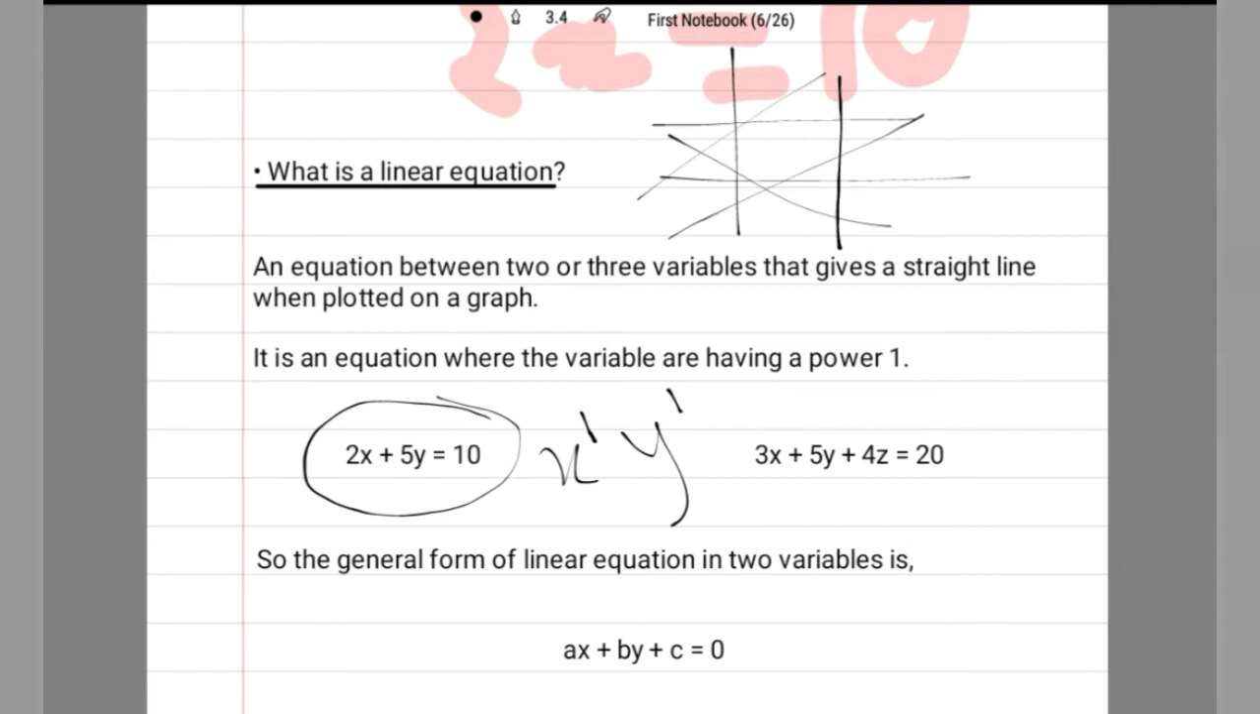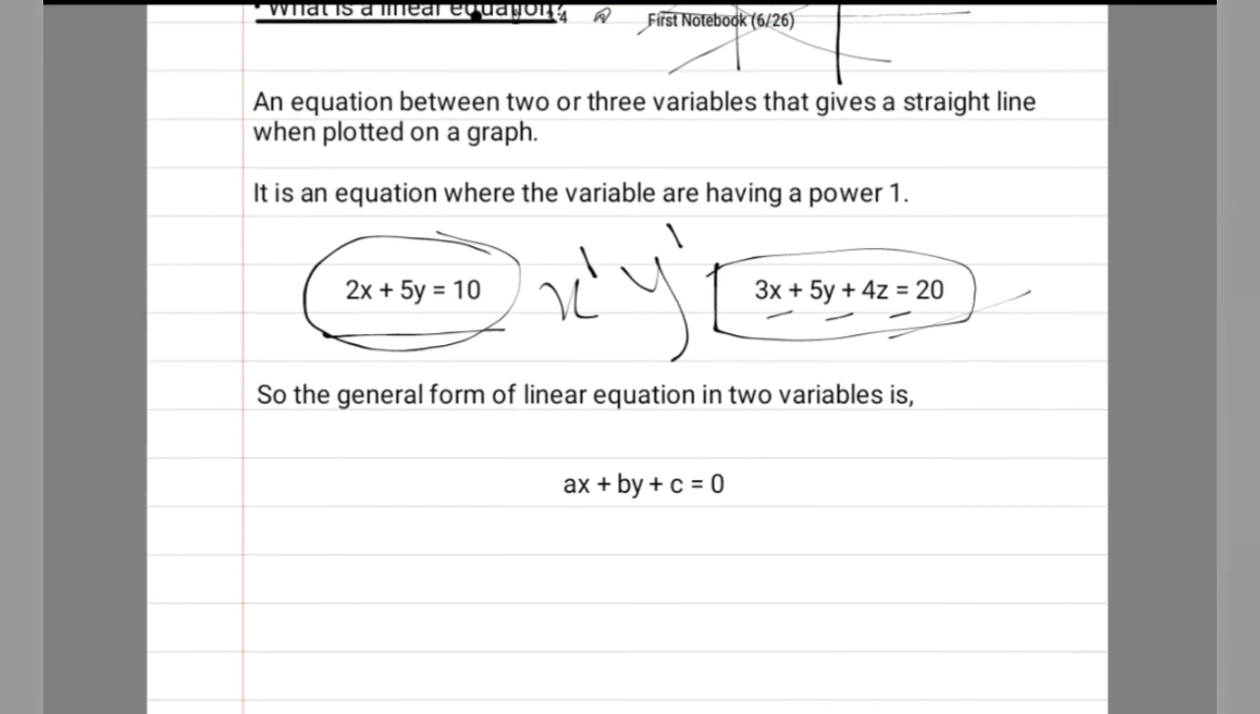So if we see here, 2x plus 5y is equal to 10 is a linear equation. And also this is a linear equation, 3x plus 5y plus 4z is equal to 20, because all the variables, that is x, y and z, have a degree or a power of 1. Now this is a linear equation in 3 variables. This is not that important. I have given it just as an example here. This is not in your syllabus. So just focus on linear equations in two variables.